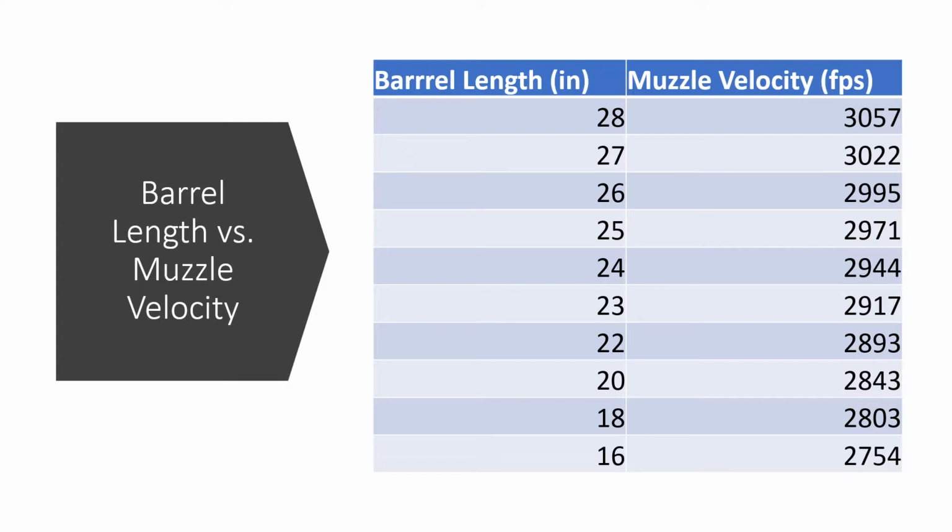So here we have the data set for my chosen example, which is showing the relationship between the barrel length of a rifle and its resulting muzzle velocity. So we can see here that as the barrel length increases, the resulting muzzle velocity also increases.